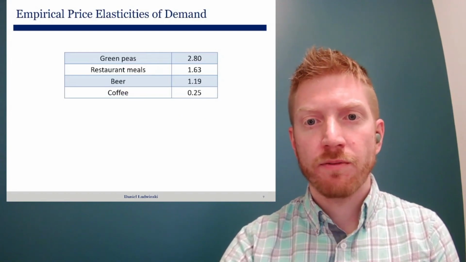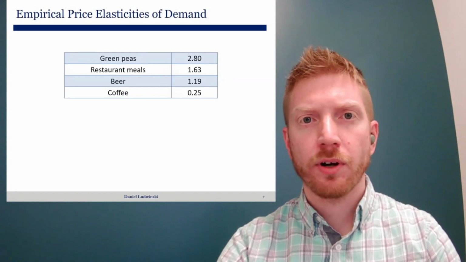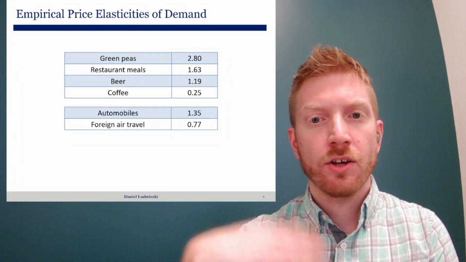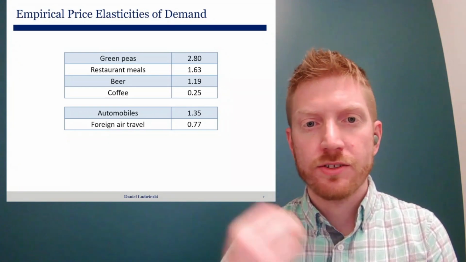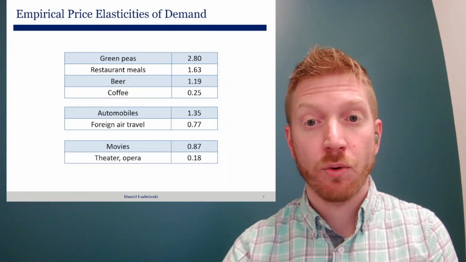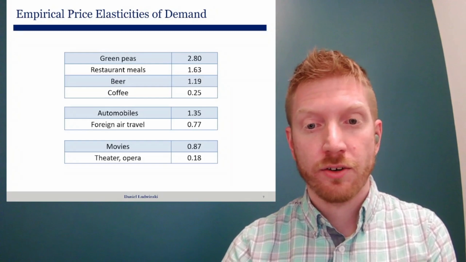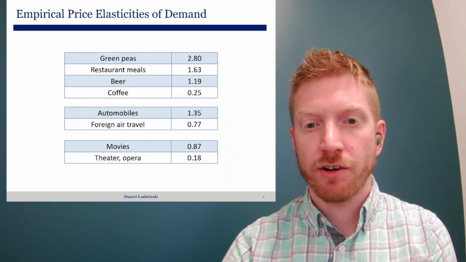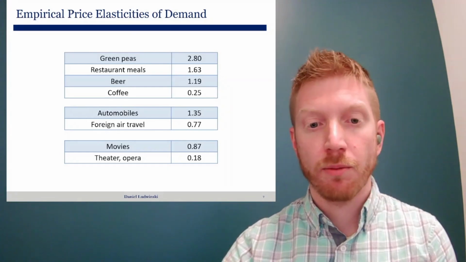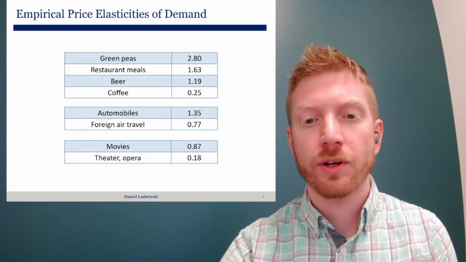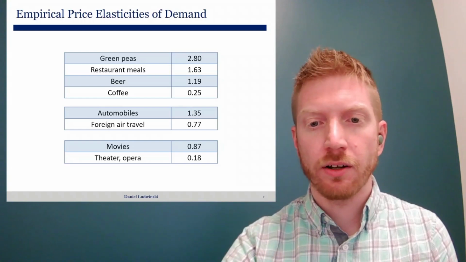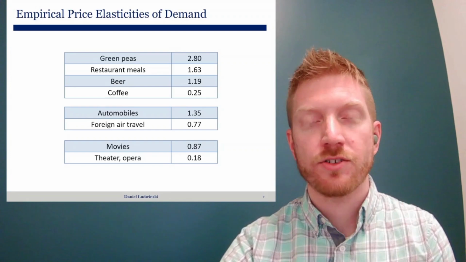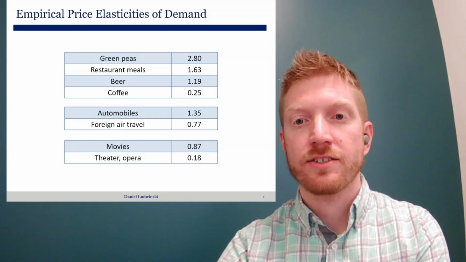So here are just a quick view. We'll get into these a little bit more when we're talking about determinants of some empirical elasticities of demand. So you can see green peas responds very quickly and strongly to increases in price. Coffee is not very responsive. Movies are more responsive than going to the opera. And we'll talk in a later lecture about the determinants of this responsiveness, or the determinants of the level of elasticity of demand.